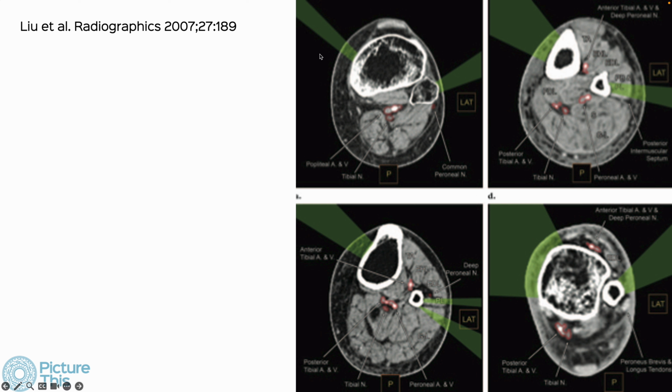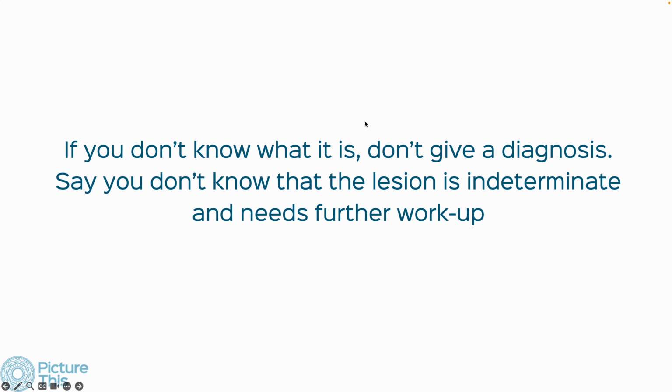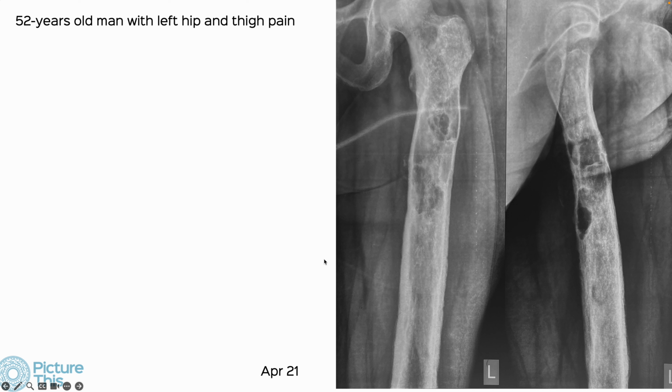It will tell you which path to use, but what I still do, and remember I've been doing this for 30 years now, is that I will call up the orthopedic surgeon or the orthopedic oncosurgeon and discuss the route with them, especially if it's not straightforward, and reconfirm how to do the biopsy. Now, this is what I'm going to be discussing in the second lecture. If you don't know what it is, don't give a diagnosis. Just say that the lesion is indeterminate. And I'll come back to this case later.